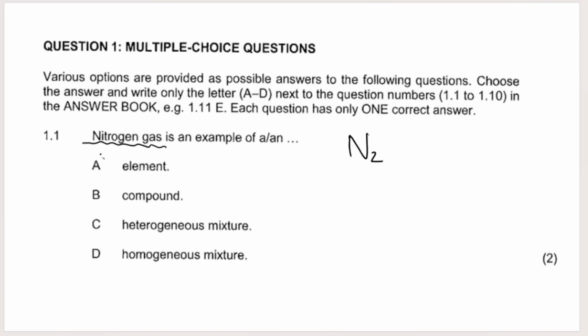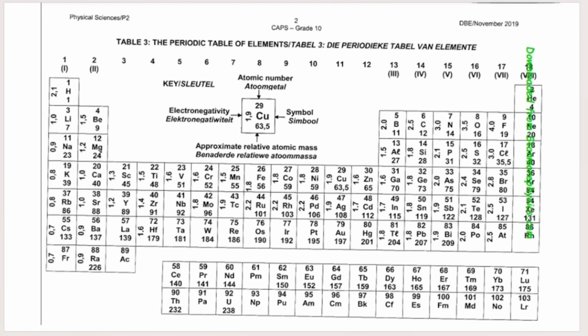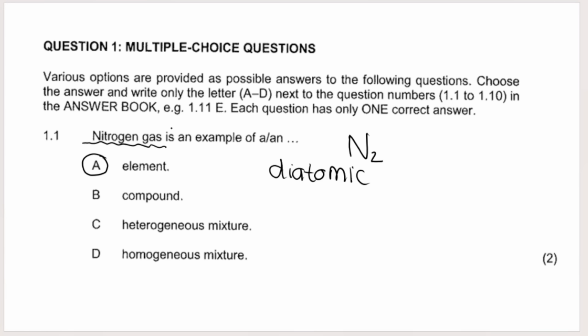The answer is A. Nitrogen gas is what we call a diatomic element. And you might be thinking, wait a second, nitrogen gas is N2. I thought elements are on the periodic table, like Mg, Zn, Al, N. How come N2, nitrogen gas, is an element?